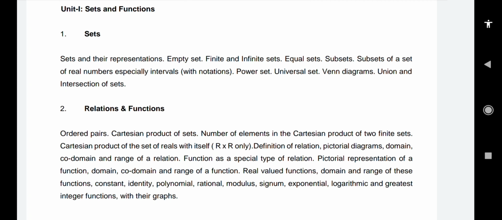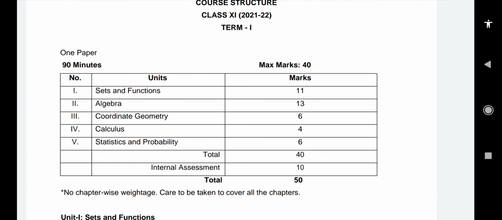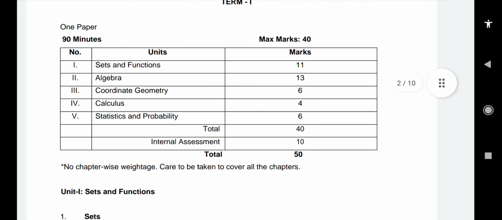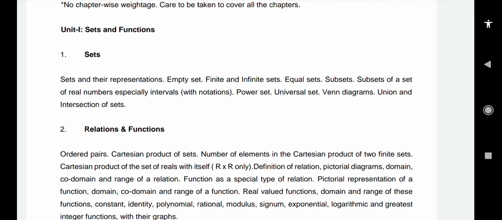You may get a little bit confused about which exercise is there and which is not. So I will be mentioning at the end of this video which topics or exercises are there or cancelled. As well as in relations and functions you have ordered pairs, Cartesian product of sets, number of elements in the Cartesian product of finite sets, and so on. So this is for 11 marks altogether. These are the two chapters present under sets and functions.